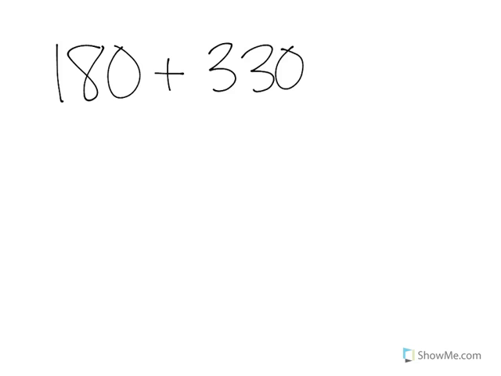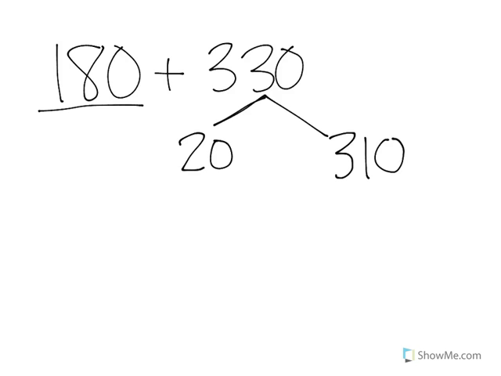So the number that's closest to the next 100 is 180. So that means we need to break apart our other number. So how much more does 180 need to get to the next 100? 180 needs 20 more to get to the next 100. And if I take out 20, then that means there's 310 left over here. All right, who can tell me what my next step is?